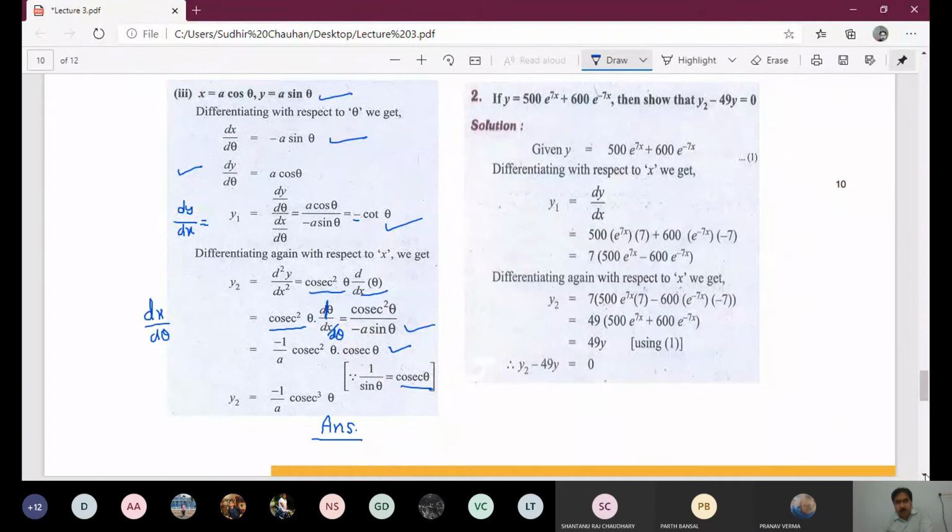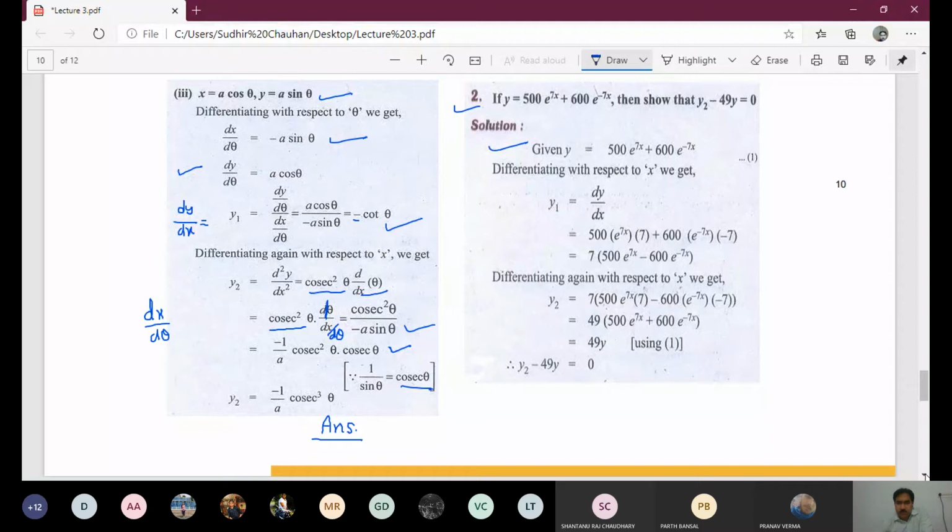Now we come to the second question. If y is equal to 500 e raised to power 7x plus 600 e raised to power minus 7x, then show that y2 minus 49y is equal to 0. So y is given as this expression.